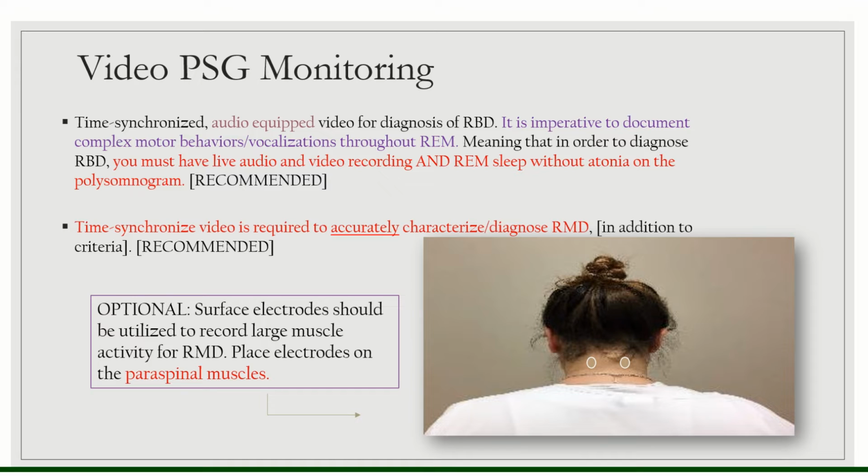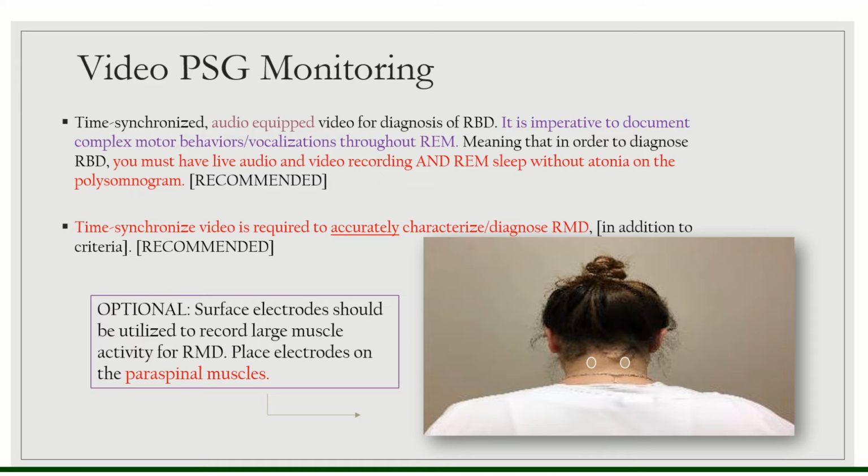What is atonia? Atonia is lack of muscle movement, no muscle movement. So you have to have REM sleep without atonia. So that means that the muscles have to be moving, if that makes any sense. Atonia is no muscle movement. So if we say without atonia, that means that we're saying that the muscles are moving. So we have to have the live audio and video, and they would have to be moving their limbs in order for the doctor to diagnose RBD, because we don't diagnose anything.